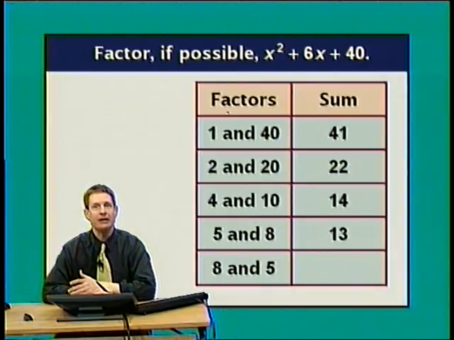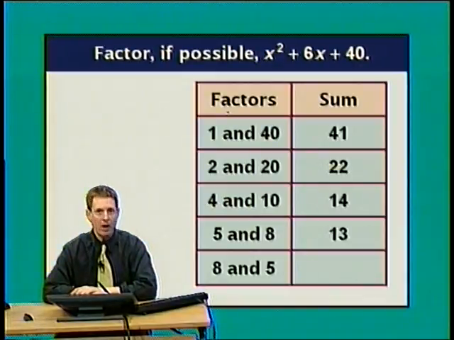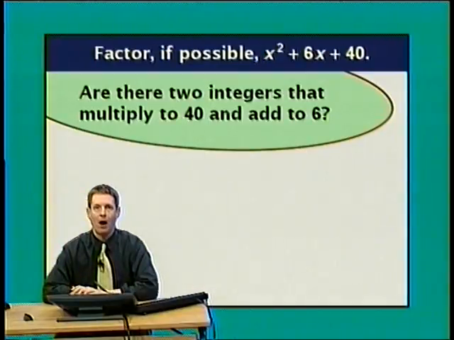I could see that when I took two numbers that multiply to 40, there was just absolutely no way I was going to get the weeny little sum of 6, because if you multiply two numbers and get 40, one of the two numbers has got to be bigger than 6. Now, are there two integers that multiply to 40 and add to 6?